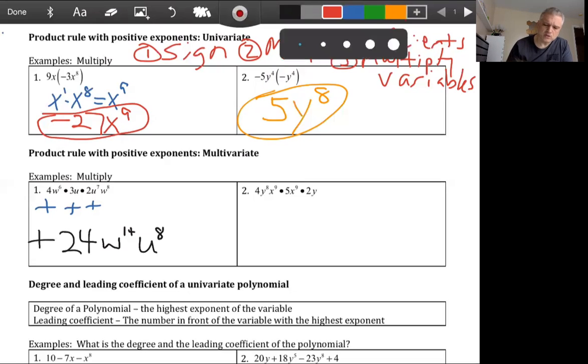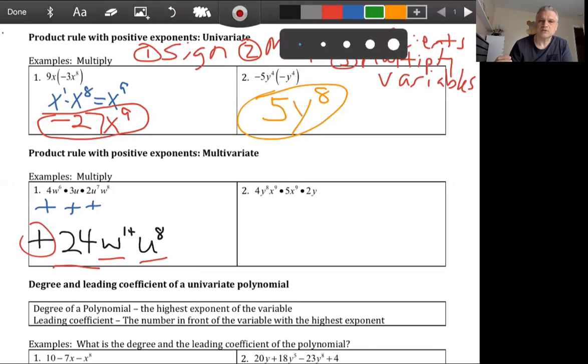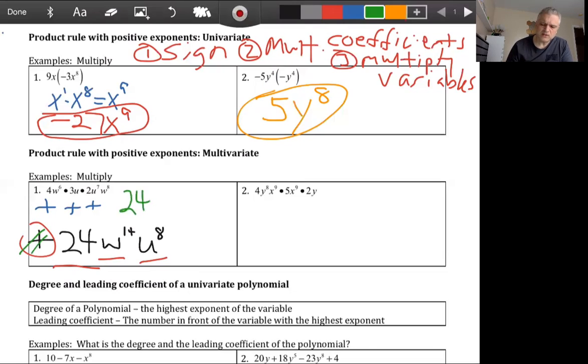Okay, so it's positive, it's a 24, w is going to be to the 14th, u is going to be to the 8th. Now, this is a good answer right here. I have no problem with that answer. I would give you full credit. You want to get elegant, you want to get precise and nice, then first off, you don't need the plus. 24 is going to be 24. And then we like to keep the letters in alphabetical order. So since U comes before W in the alphabet, if you want to give an elegant answer, then put the U first. So it'd be U to the 8th, W to the 14th.